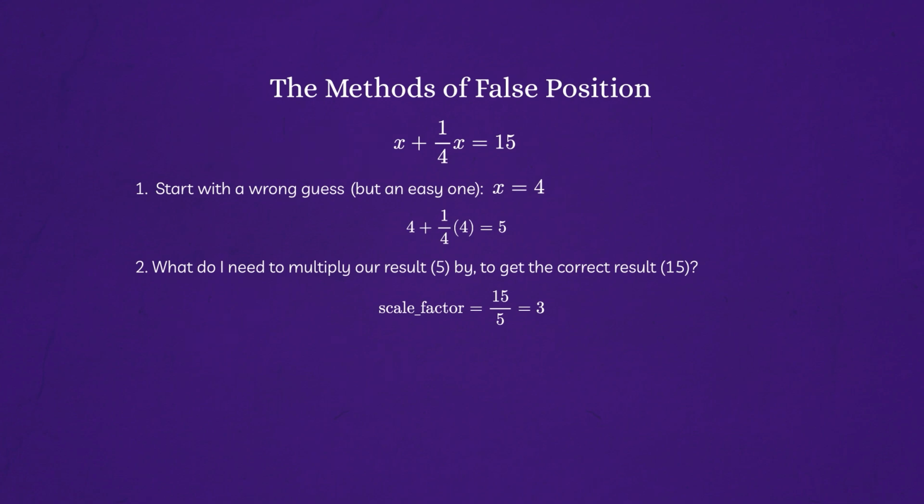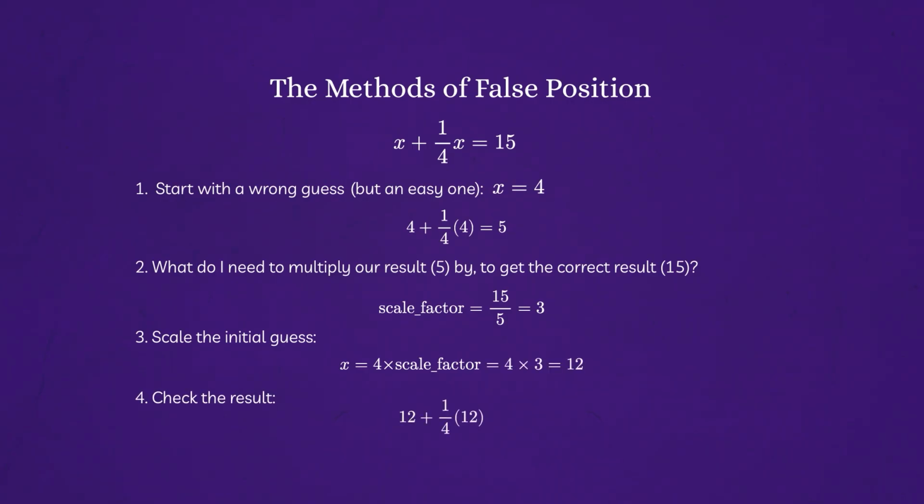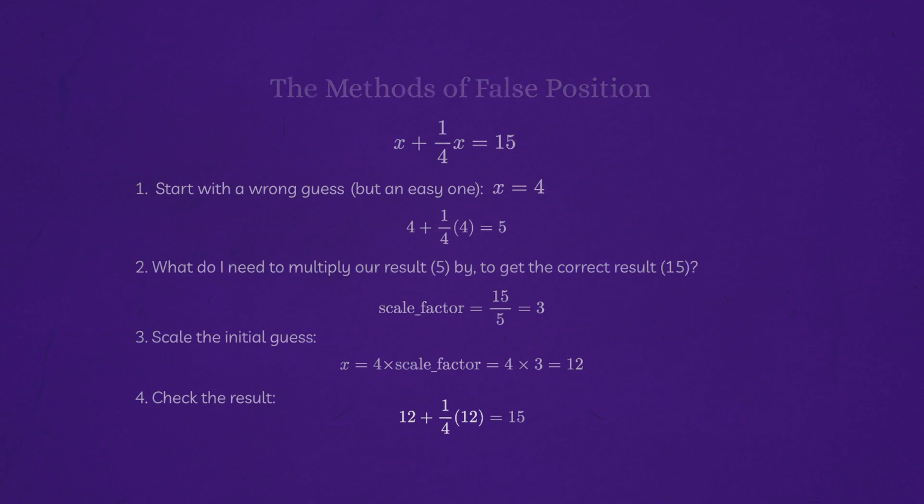Now, because this relationship is linear, that means our initial guess must also be scaled up by that same factor of 3. So, we take our initial guess, 4, multiply it by our correction factor, 3, and we get 12. Let's check it. 12 plus its quarter, 3, is 15. Perfect. Without any formal algebra, just an easy guess and proportional reasoning, they could solve complex problems.